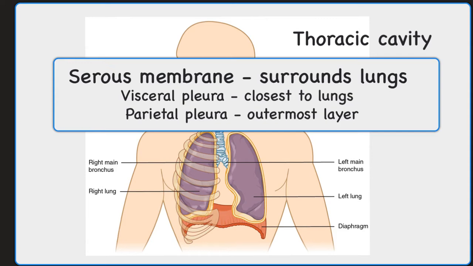Remember, the lungs are doing a lot of work, expanding and contracting as you breathe in and breathe out. And so this membrane is going to protect the lungs, keep it from rubbing up against other things in the cavity, such as the rib cage or the heart that would be right in the middle. And this is to help protect the lungs.